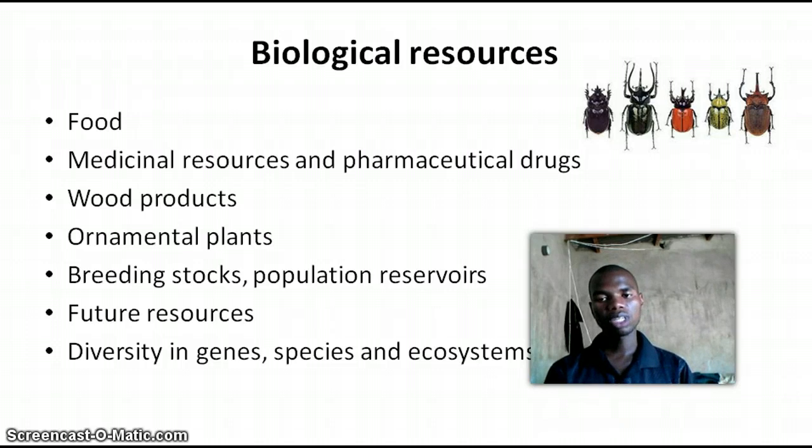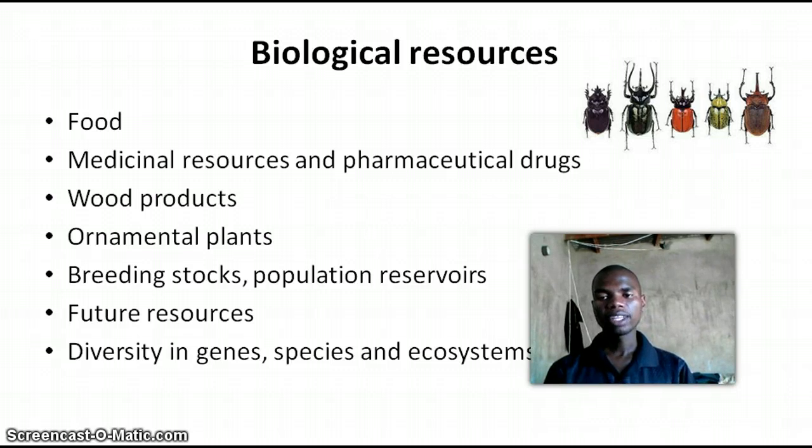Breeding stock and population reserve: we tend to capture animals, like what we do with lions. We put them in a cage, and then they start to reproduce, and we take the young ones to the wild. That's what we call a breeding stock. And then population reservoir: we take things from the environment and put them on one side, and then they reproduce in order to multiply them. The future resource: we have to protect our biodiversity in order to get future resources.